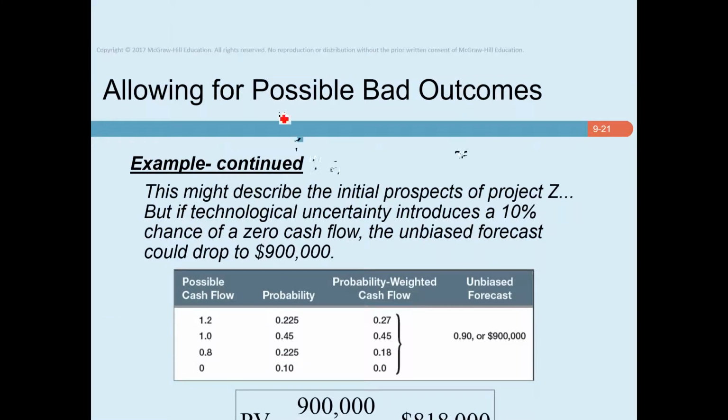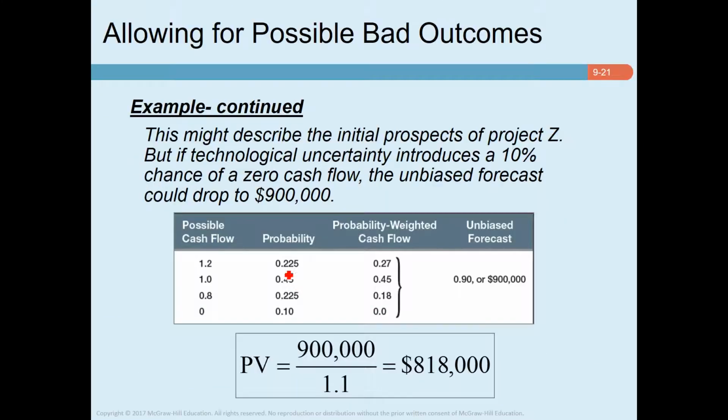So you can see that there is a 22% possibility that the cash flow will be 1.2. The most likely cash flow is still 1 million. 22% possibility that it will be 0.8 million. However, there is a small chance, 10%, that the project will generate zero cash flow. And now, considering this riskiness of the project, the unbiased forecast of the cash flow is 900,000, which previously was $1 million. And we use the same discount rate.